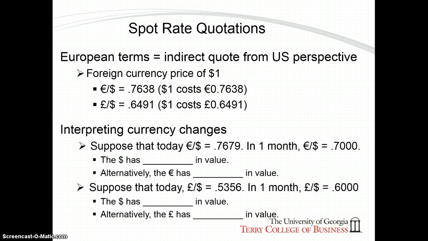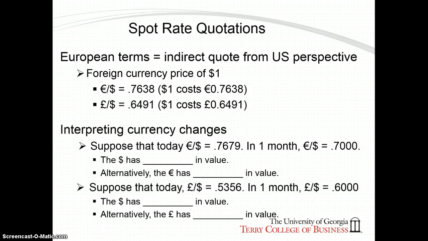For European term quotes, the asset or denominator is always the dollar and the price or numerator is a foreign currency. Thus, a quote in European terms is equivalent to an indirect quote from the U.S. perspective. In Exhibit 5.4, the European terms quotes are in the column labeled per U.S. dollar, and I've included the European terms quotes for the euro and the pound here.